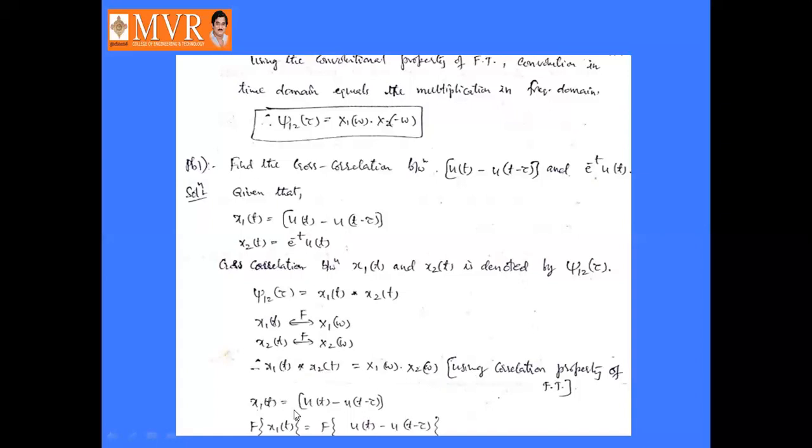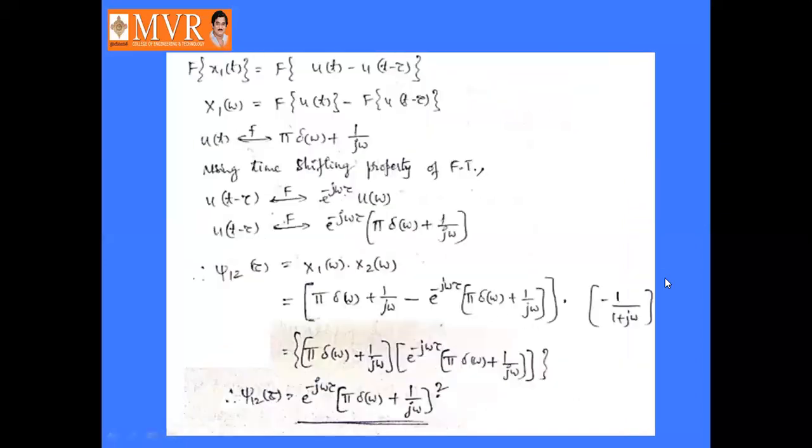So see, x1 of t is this one. We will find out the Fourier transform of this one. In the same manner, we will find out the Fourier transform of these two. By multiplying these two, we will get the cross correlation of these two signals, right? Okay. See, F of x1 of t is equal to F of u of t minus u of t minus tau, and x1 of omega is F of u of t minus F of u of t minus tau, right?